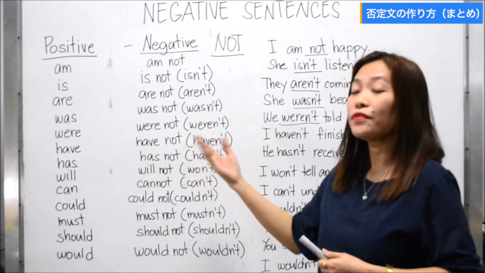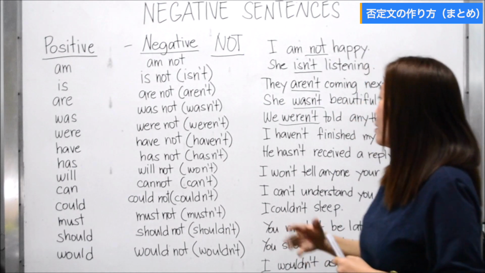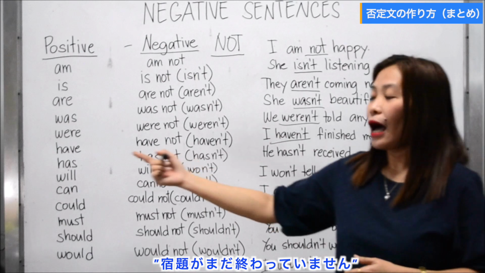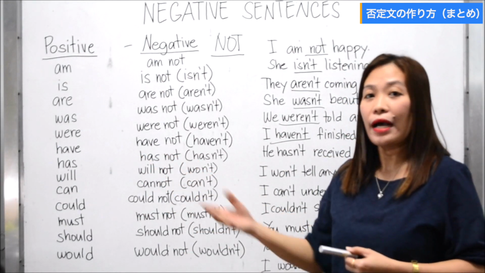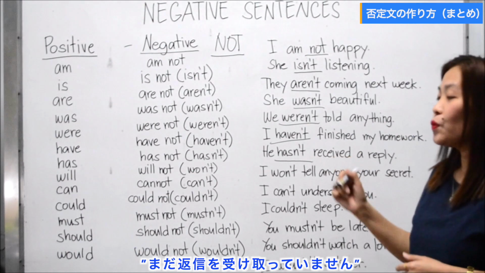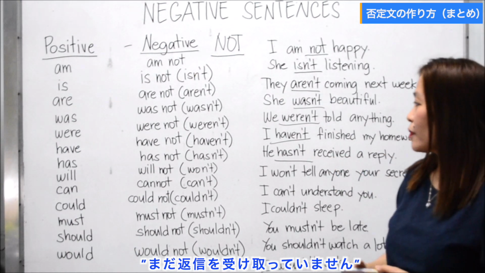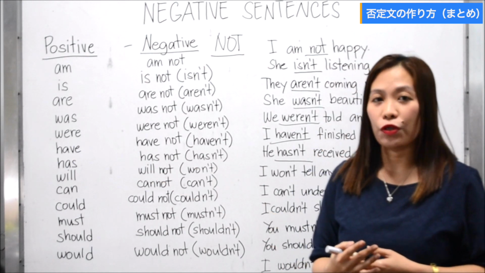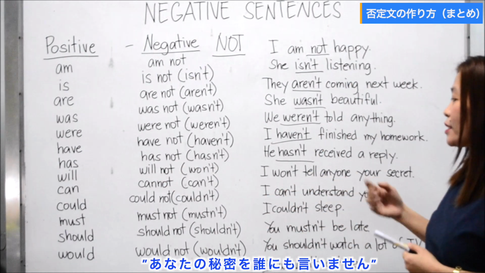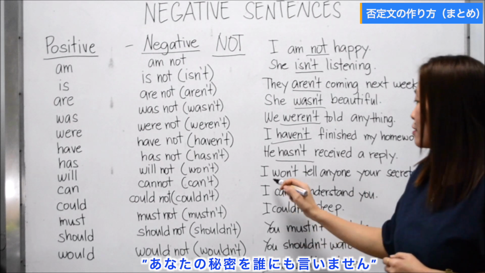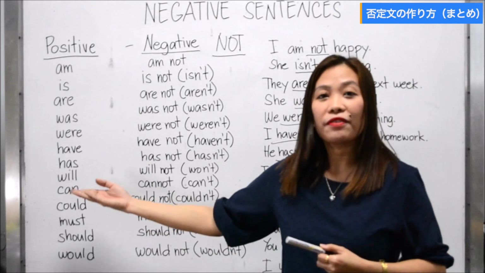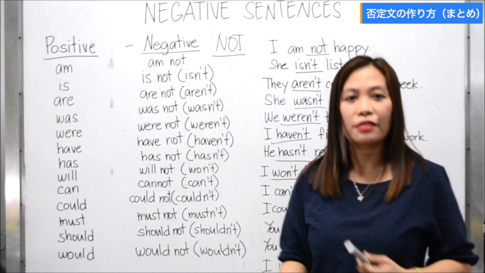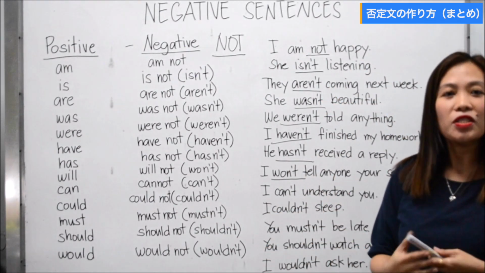Have not or haven't. I haven't finished my homework. Has not or hasn't. He hasn't received a reply. Next, we have will not, it becomes won't for the short form. Example, I won't tell anyone your secret. Next, we have can not or cannot. In a short form, we say can't. For example, I can't understand you.